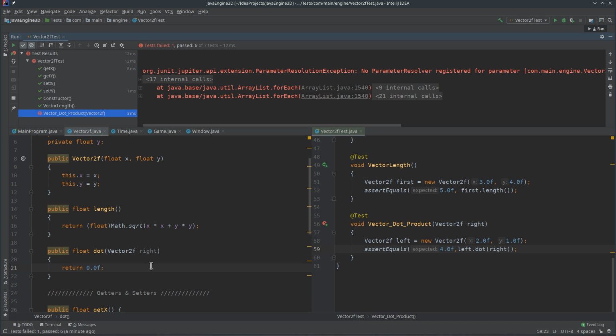Alright, let's try and write a dot product. How would we write a dot product? Well, it's x times x plus y times y of the two vectors. That's the answer. You just look it up online. You can probably just copy and paste it straight in. How important is a dot product? It's the most important thing we're going to write. This is the heartbeat of a 3D engine. This one function. So I better get this right.